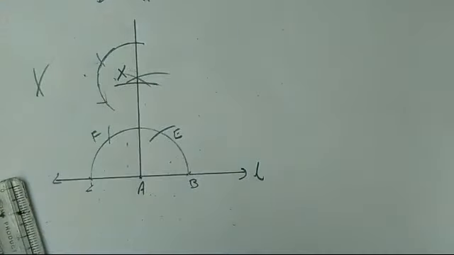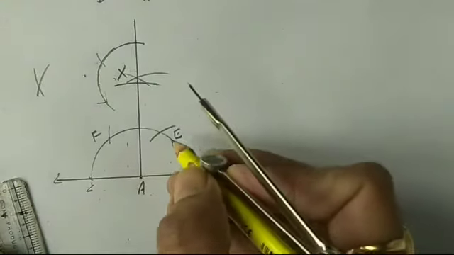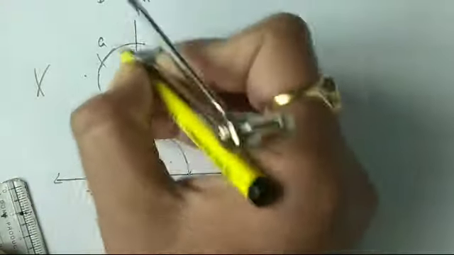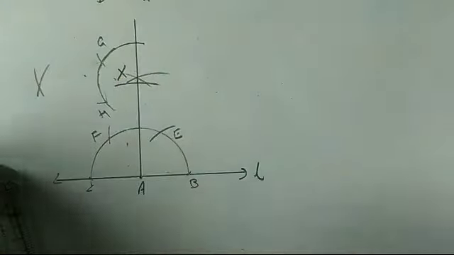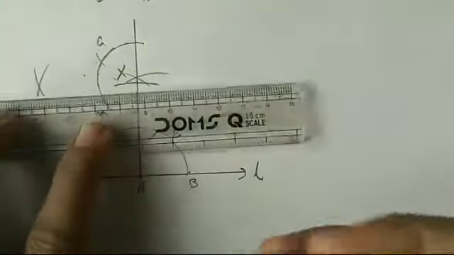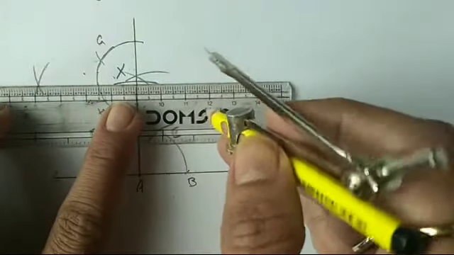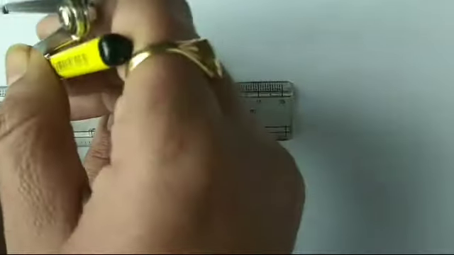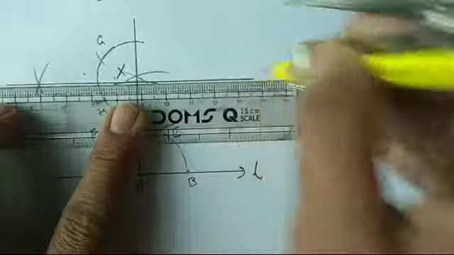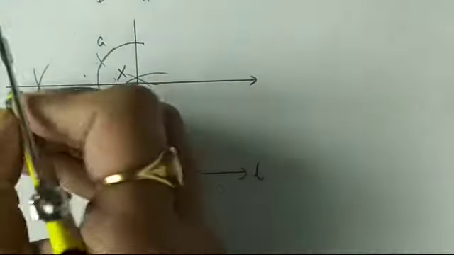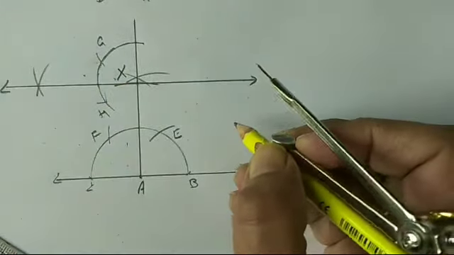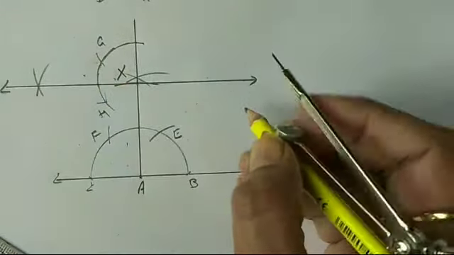Okay, so we can mark also, like we have marked here EF, then here GH. Now after this point of intersection, we have to just draw a line which is passing through this point of intersection and the point X. So this is the line, this is the line M.